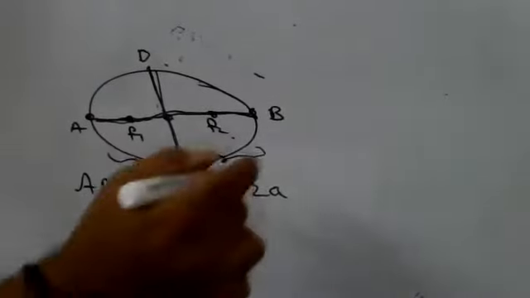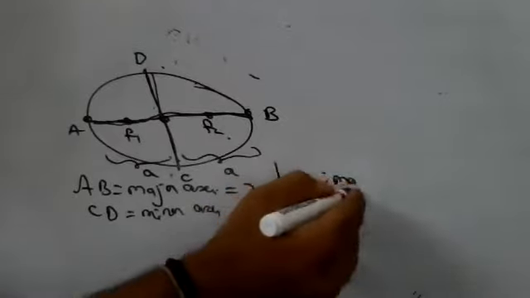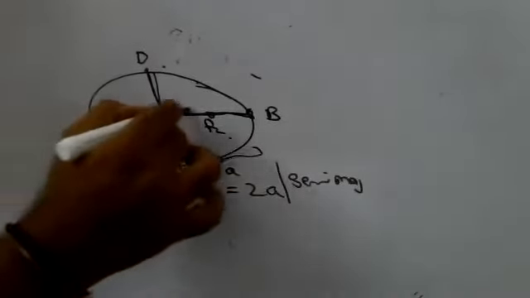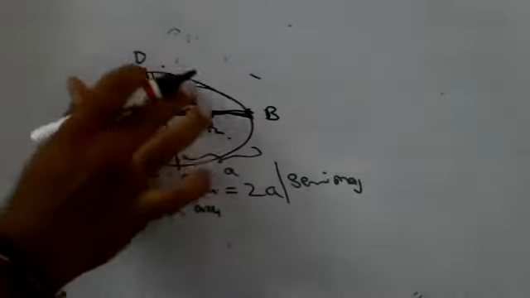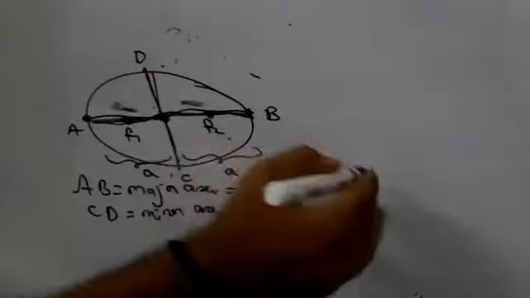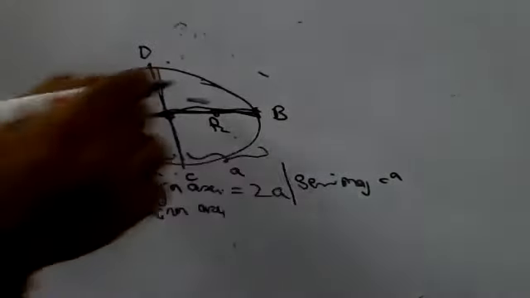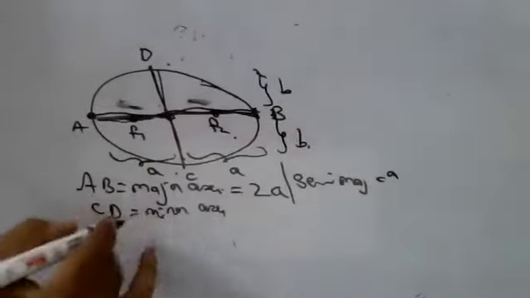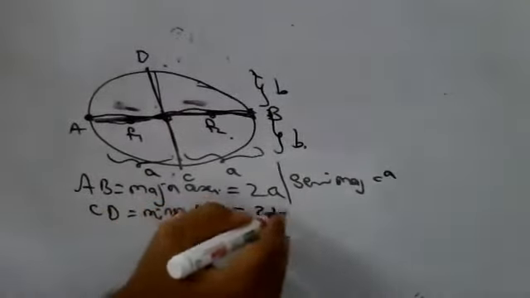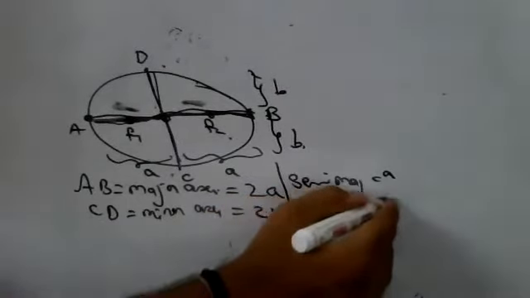In the same way, what is the semi-major axis? Semi-major axis means half of the major axis. From here to here, it will be A. In the same way, this is termed as B, this is termed as B. So the length of the minor axis is 2B, and the semi-minor axis, half of the minor axis, is just B.